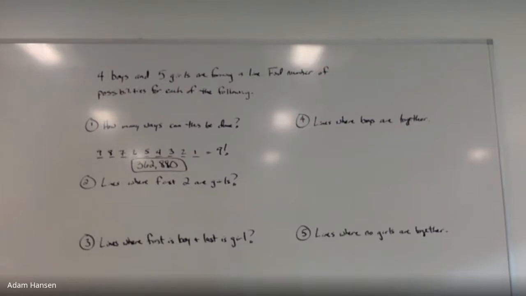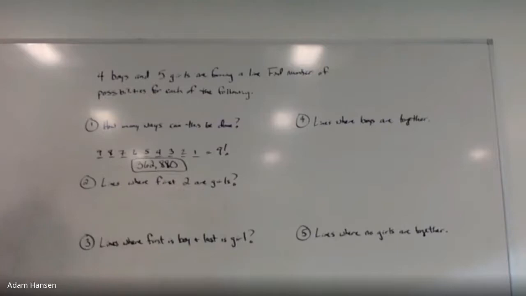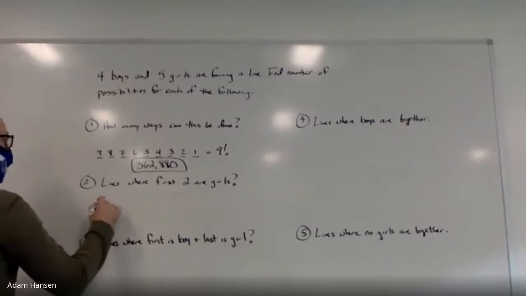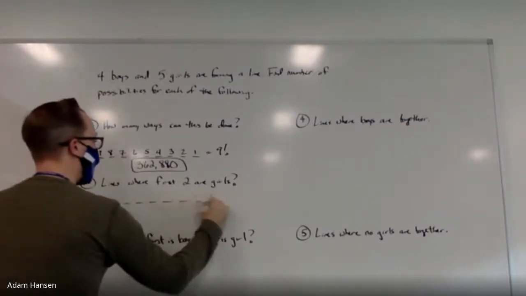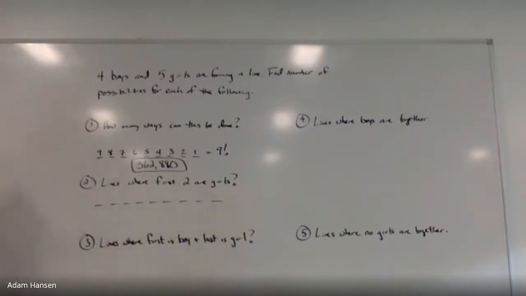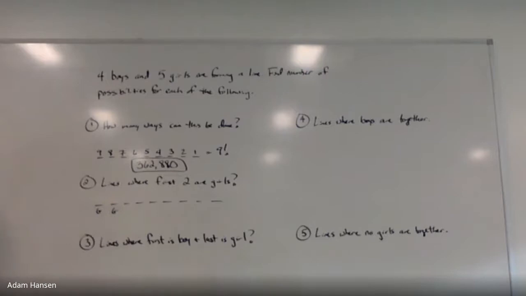Okay, now let's look at another type of line. I want the first 2 in line to be girls. How many lines are possible if the first 2 in line are girls? So let's start diagramming it out again. I want a girl and a girl to come first. After that, it doesn't matter. How many different girls could I pick to put in first? 5.